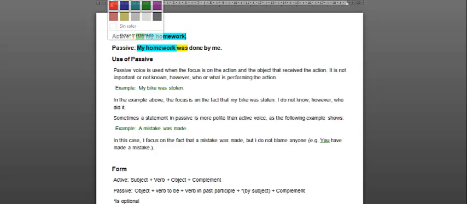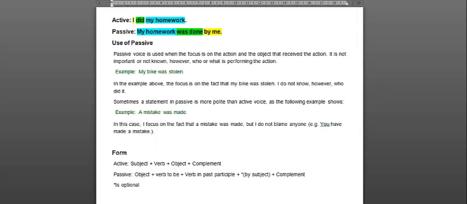and that's it. We don't care much about who did the action, right? So this is the verb, right? Let me change this. We don't care who did the action, in this case, the subject, who was me. We don't really care, or we don't know sometimes, about it. So those are the main uses. So we say that passive voice is used when the focus is on the action and the object that received the action, right? It is not important or not known, however, who or what is performing the action.